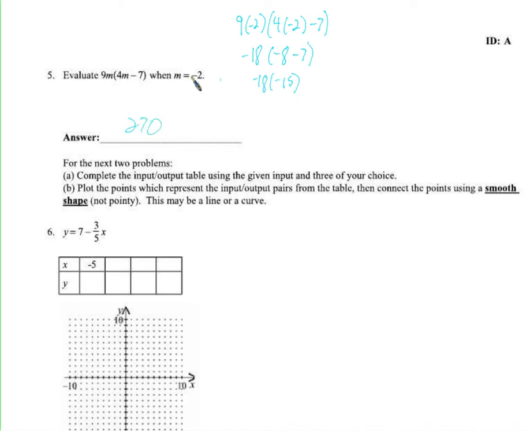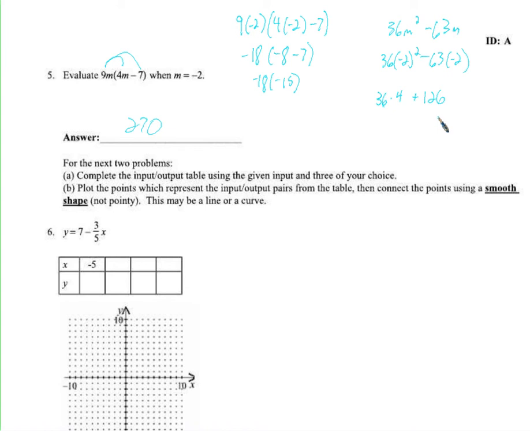Alright. We could also distribute this 9m into the parentheses, right? We'll get 36m squared minus 63m. We do it that way. 36 times negative 2 squared minus 63 times negative 2. Negative 2 squared is first. Exponents are first, so we'll go ahead and do that. That's going to be positive 4 times 36 minus 63 times negative 2. 63 times 2 is 126. And it's negative times negative, so it's going to be plus 126. And I'll bet you that 36 times 4 plus 126 is 270.